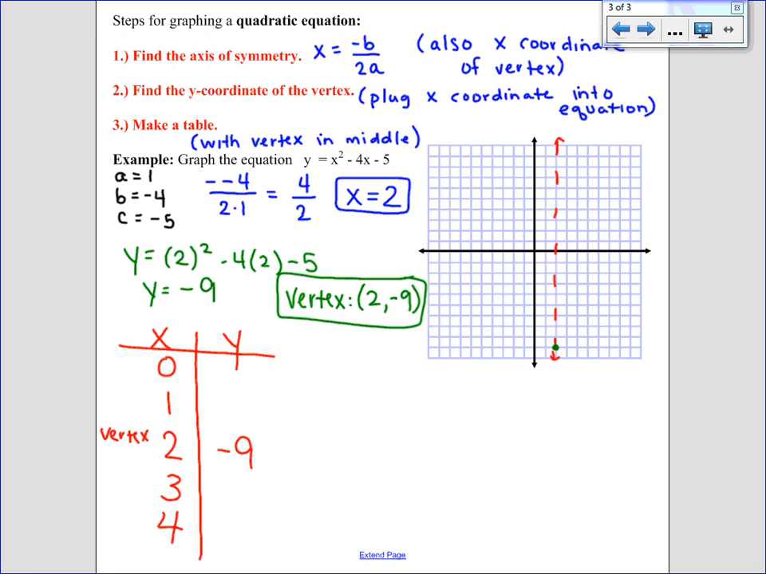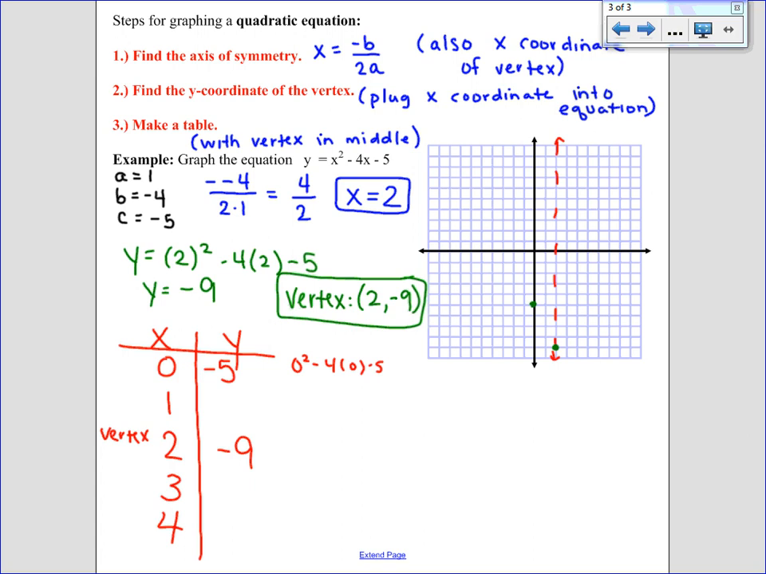So if we just talk through this here, we have 0 squared, which is 0, minus 4 times 0, which is 0. And we end up with the -5 being the only thing. So the first point there is 0, -5. And we're going to go ahead and graph that. So you would just go over 0 and down 5 to get to that point.